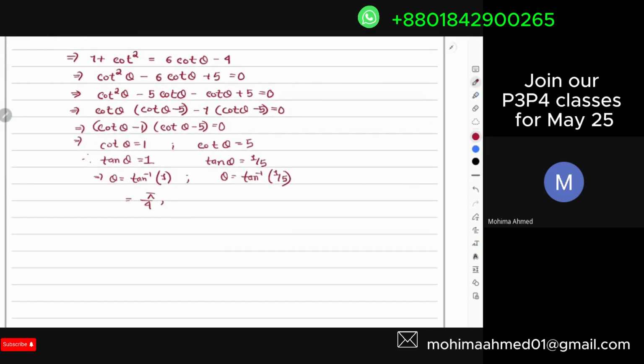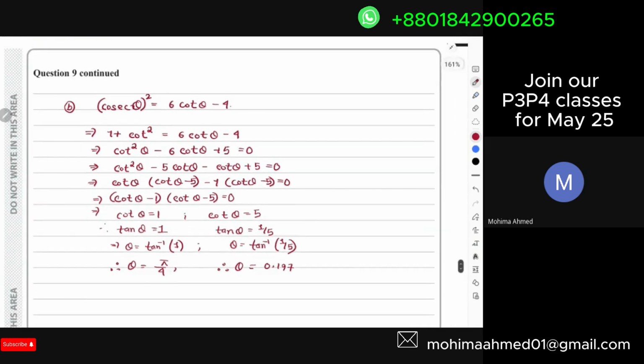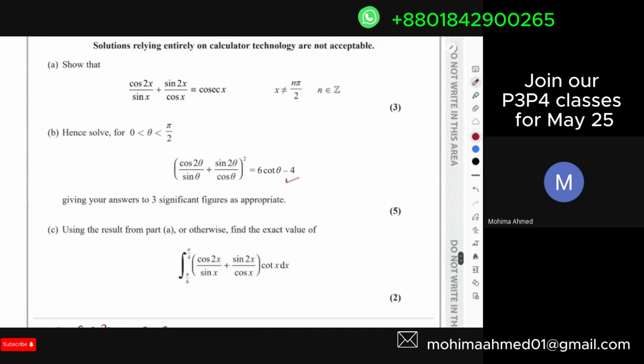Obviously this will be accepted, but the next value, pi plus first value, will be greater than the range. So we cannot accept that. And for the other part, we're going to get tan inverse 1 by 5. That gives you 0.197, right? And then again, if I add this to pi, that will also be greater than my range. So these are the only values of theta that I'm going to accept, and no second value for this one. It's just pi by 4 and 0.197. And after this, we're done with part B also.